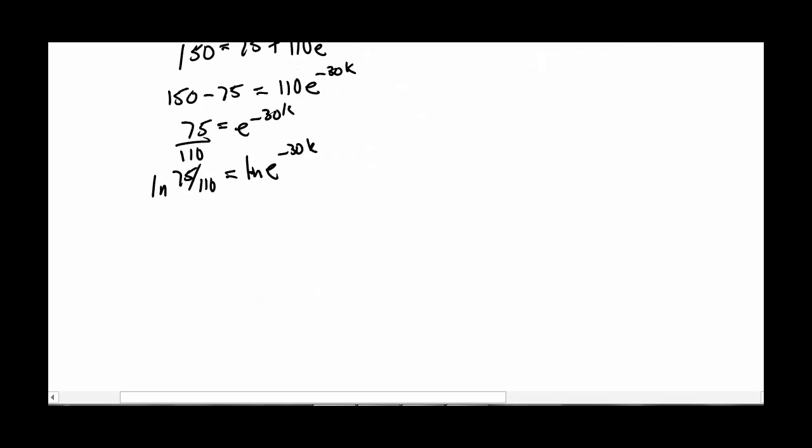Oops, sorry about that. Let's see, so ln of 75 over 110. Ln of e to an exponent just simplifies down to that exponent, and so k would be ln of 75 over 110, all over negative 30. That's our lovely rate. I'm going to leave it in that exact form for a moment, and you'll see what I'm going to do with that in a second, but I like that form.